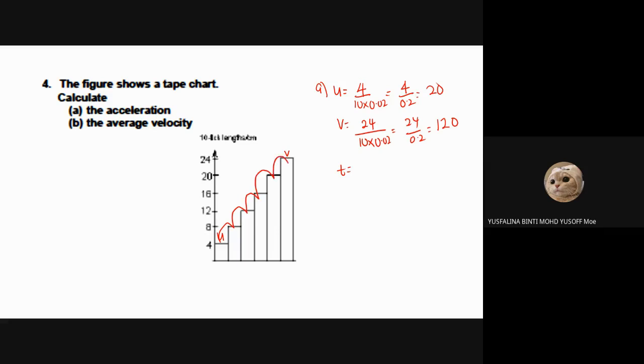And then the time. For acceleration, a is V minus U divided by T. For T you have to find the time interval, so you have to jump. 1, 2, 3, 4, 5. So 5 multiplied by the total time for each strip. This one for each strip is 0.2, so you get 0.1. Next, use the formula. V is 120 minus 20, divided by time 0.1. So 100 divided by 0.1.